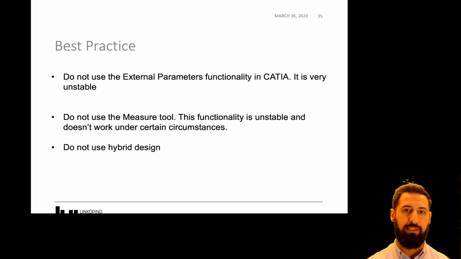External parameters is a very unstable functionality in CATIA. Nobody uses it. I don't know why it's still there, but it's very unstable. Please do not use it. Measure tool, do not use it for design automation. There are scripted measure tools that you can use. There is some template code uploaded on LESAM that you can look into. Also hybrid design, as I've mentioned before, do not use it.